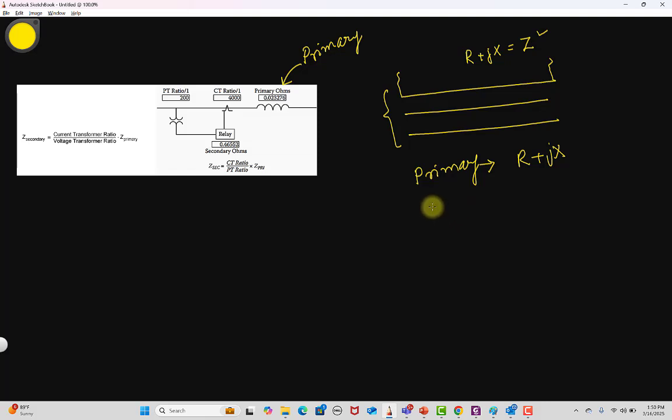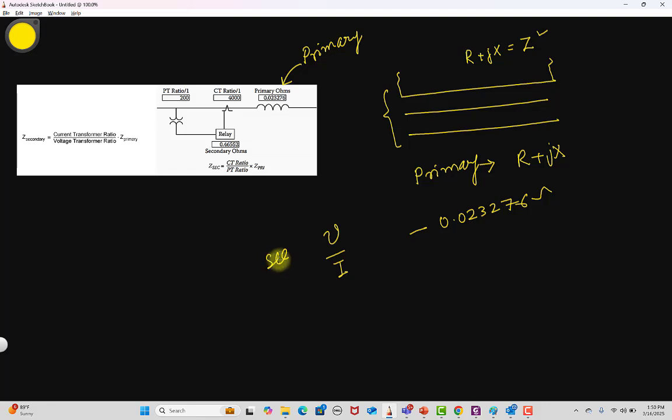Similarly, here you can see that the primary value is shown in ohms for the transmission line, and 0.023276 ohms is the primary value of the transmission line. Whereas, does the relay see the same impedance? Because the relay is also getting voltage and current. Does the relay also see the same impedance or not?